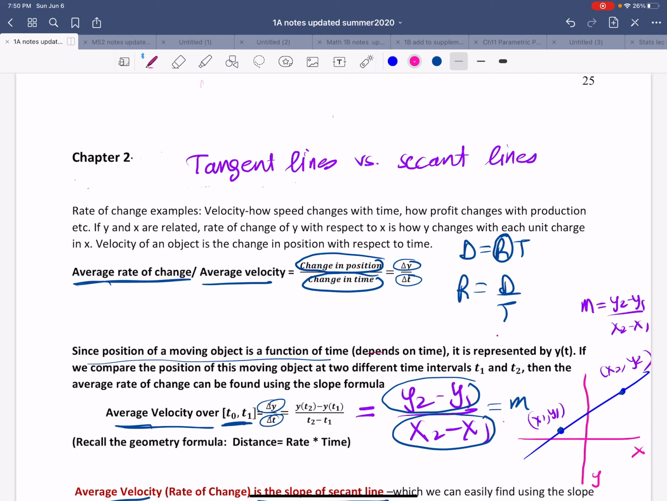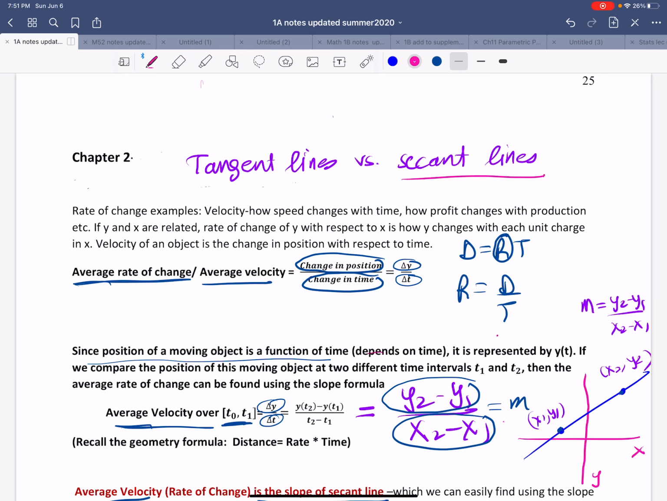Calculus is the study of rate of change, instantaneous rate of change, or the derivative at a point, or the limit at that point, or the slope of the tangent line. So we really don't have any way of finding the slope of the tangent line directly, but we would be estimating the slope of the tangent line using the secant line by bringing the points really, really close to each other.